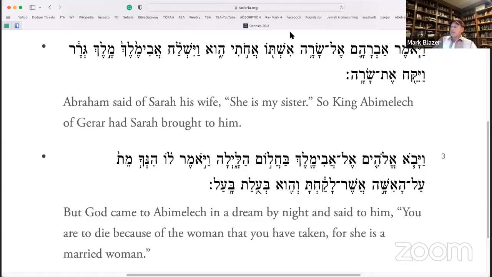So the question here is, here it just jumps from Avram said of his wife, she is my sister, so King Avimelech had her brought to him. And then it says God came to Avimelech. So it's like a lot of stuff gets cut off, is not here. That's in the earlier story.